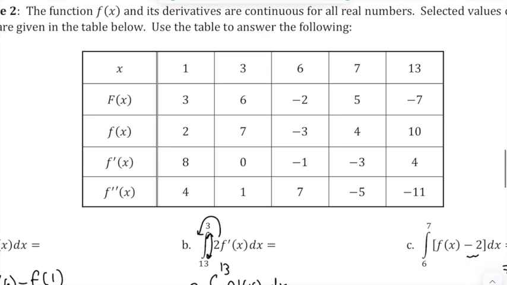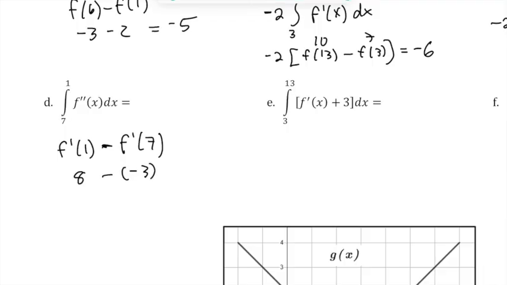Now, f prime of 1 is going to give me 8. f prime of 7 gives me negative 3. And this is going to give me 11 at the end of the day.